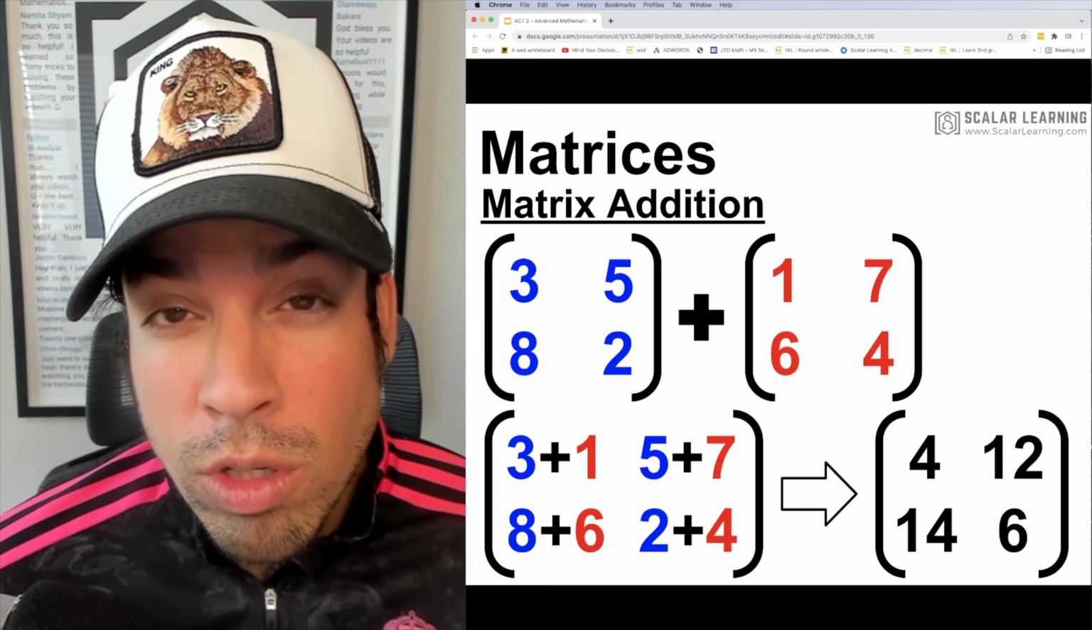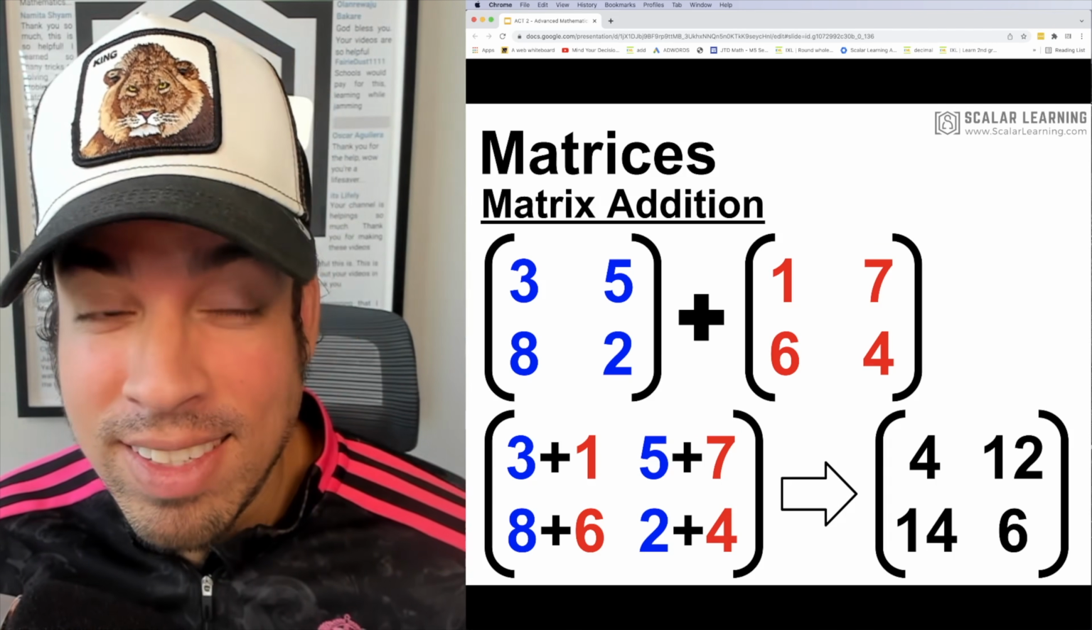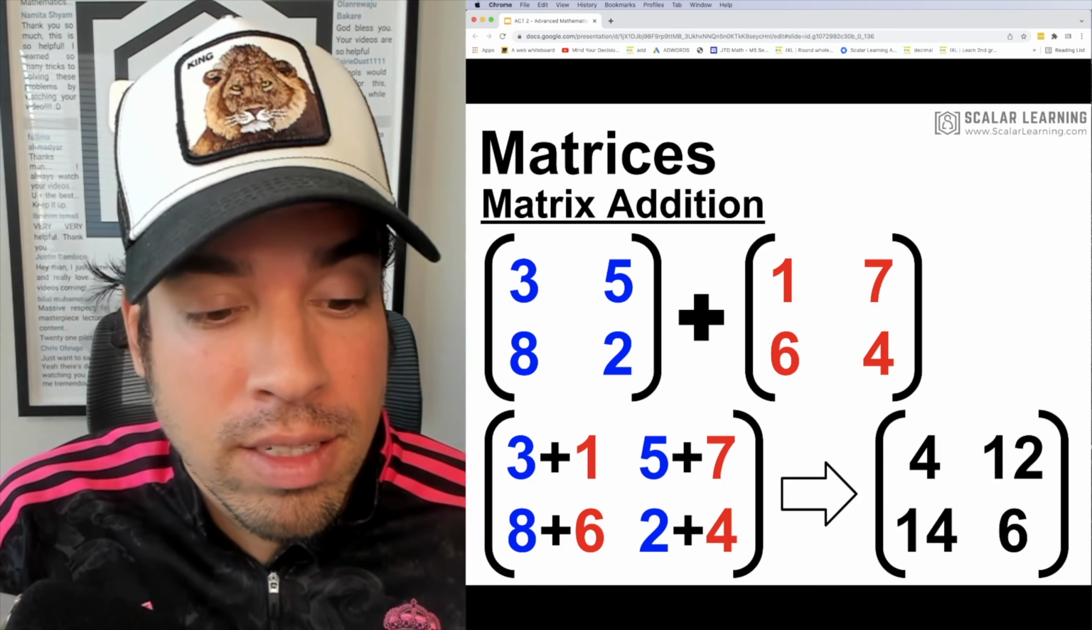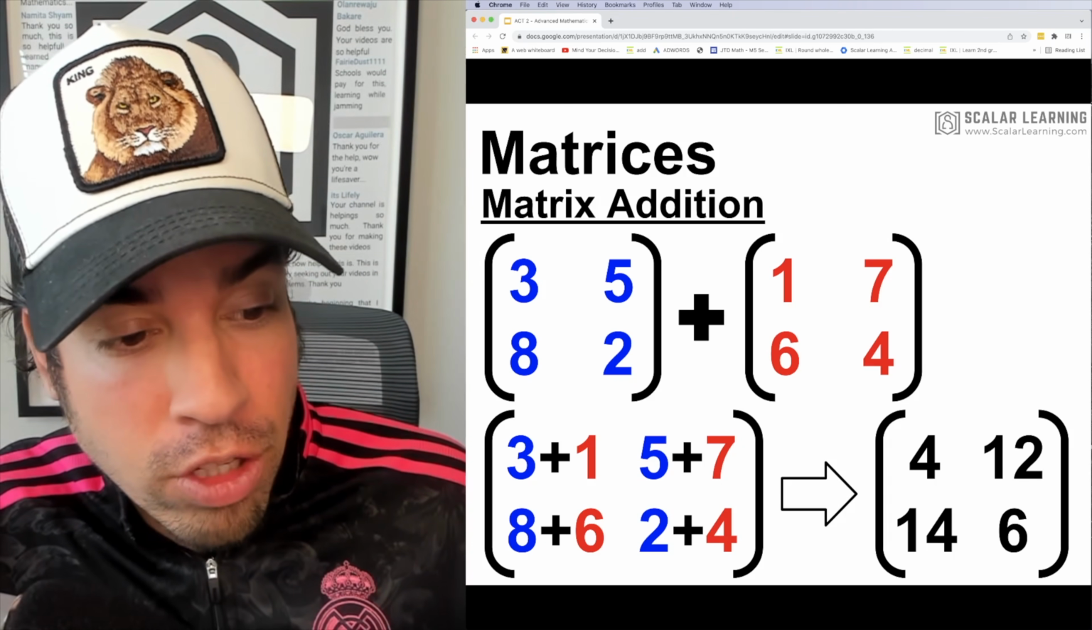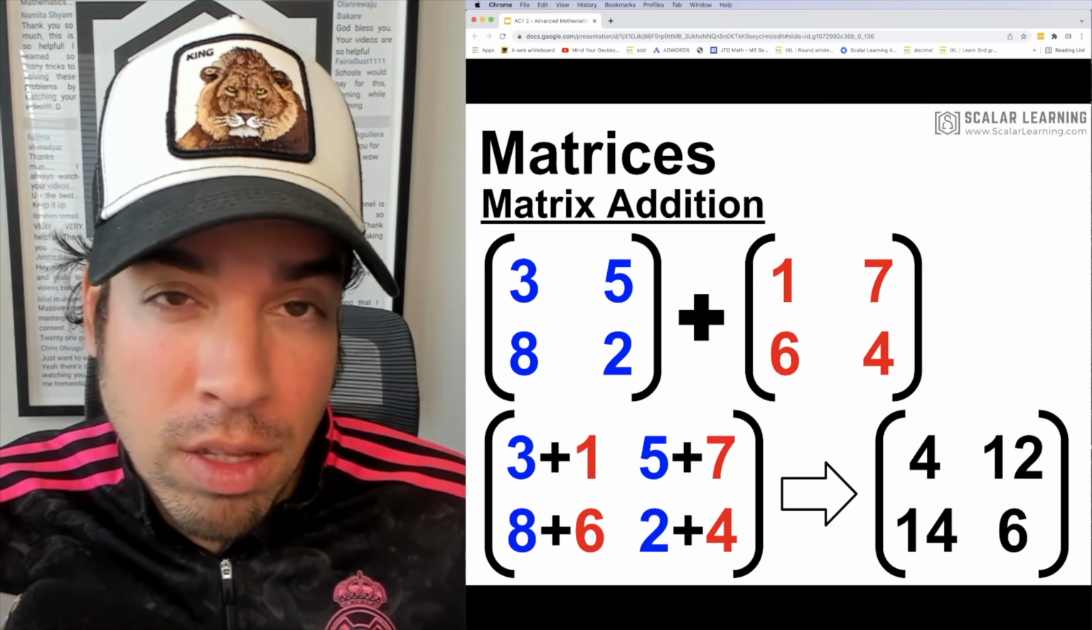Now, by the way, you could also have matrix subtraction. It's the same idea as the addition. Instead, you're just subtracting all the terms, right? If I had a subtraction there instead of addition, it'd be 3 minus 1 instead of 3 plus 1.